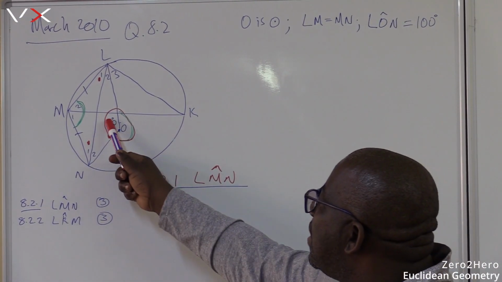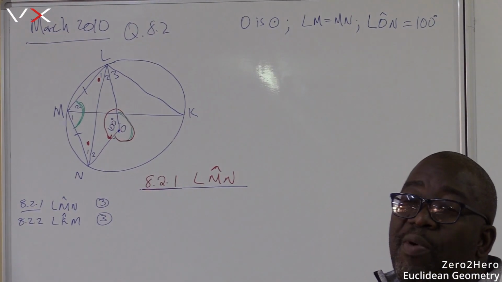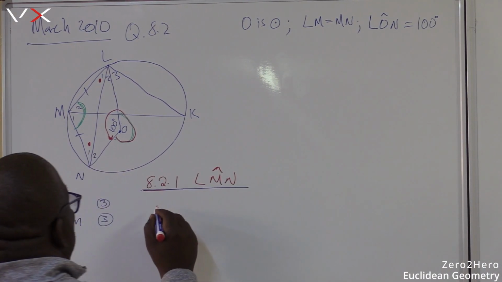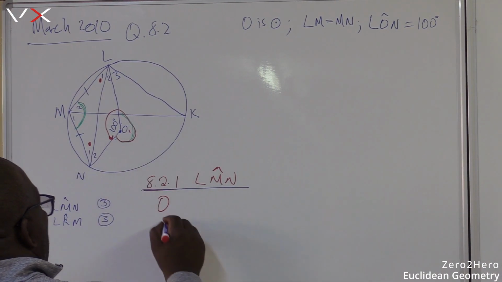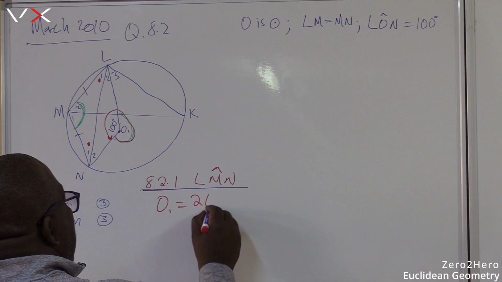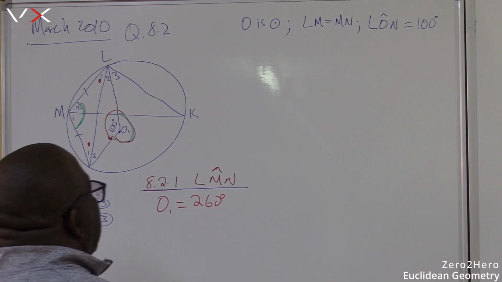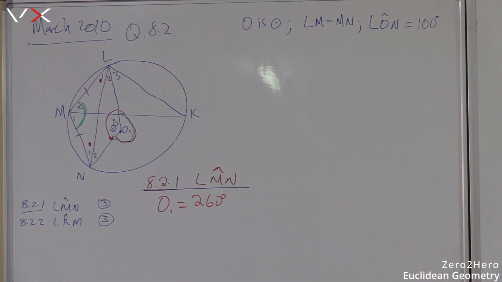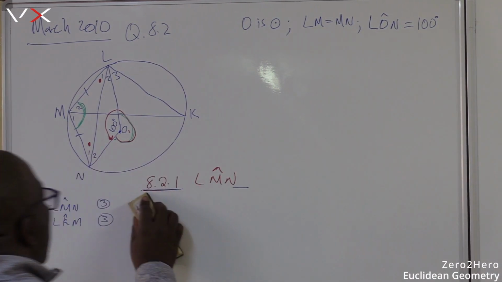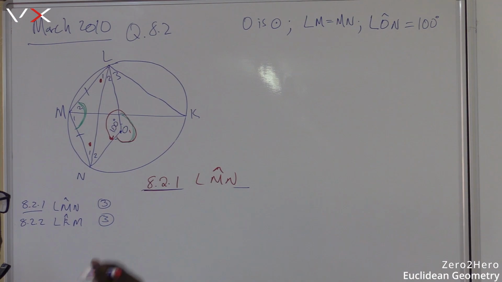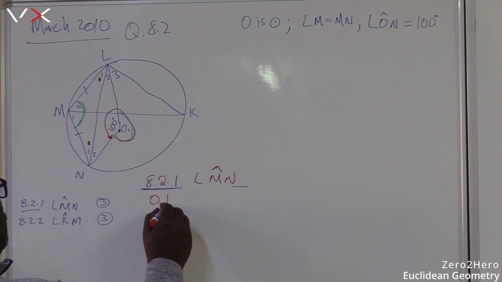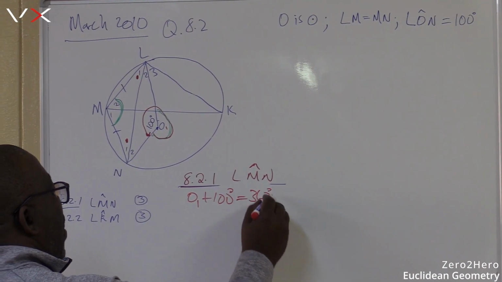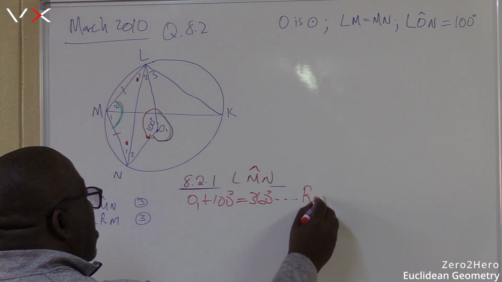So if this one is 100, then angle O will be what? 260 degrees. So we know that angle O, let's call this O1, angle O1 will be equal to 260 degrees. Because, okay, let me just do it properly. We know that angle O1 plus angle 100 is equal to 360 degrees. What is the reason? Revolution.